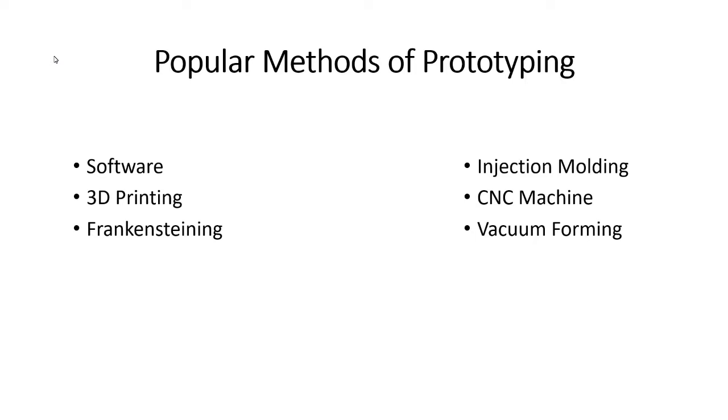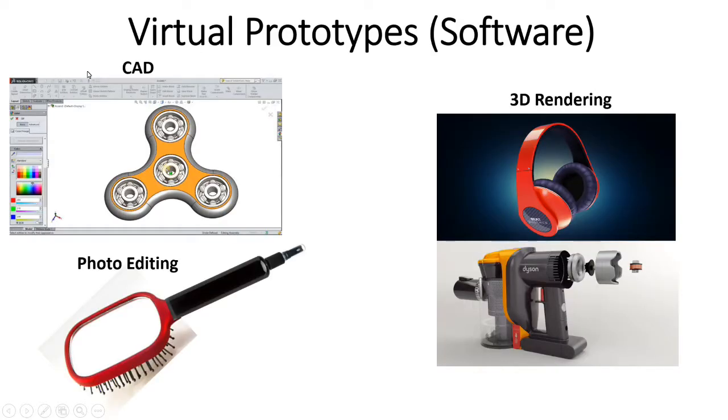So let's talk about some popular methods of prototyping. There's a lot of different methods, so I'm only naming a few here, but starting off, we got software. So there's different types of software that can create prototypes. We've got 3D printing. We've got something that I call Frankensteining, and I'll speak more about that in a minute. Injection molding, CNC machine, and vacuum forming. So these are a few of the methods that you could use for prototyping.